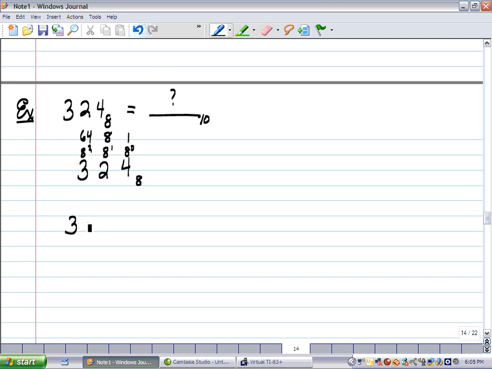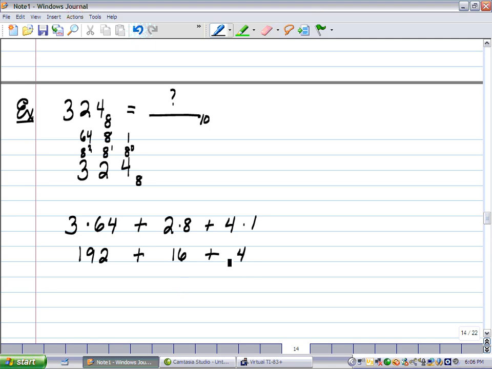So 3, I'm going to use a dot this time. 3 times 64, plus 2 times what's its place value, 8 to the 1, or 8, plus 4 is in the 1's place, so 4 times 1. Okay, 3 times 64, so 3 times 4 is 12, carry 1. 3 times 6 is 18, 19. 2 times 8 is 16. 4 times 1 is 4.